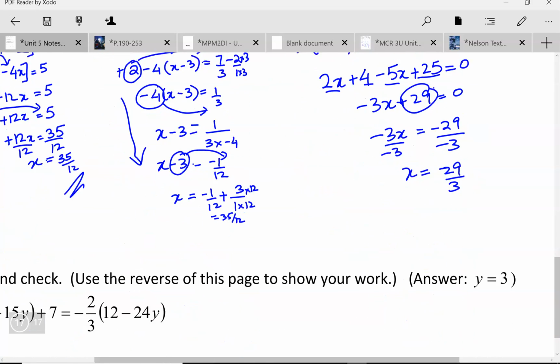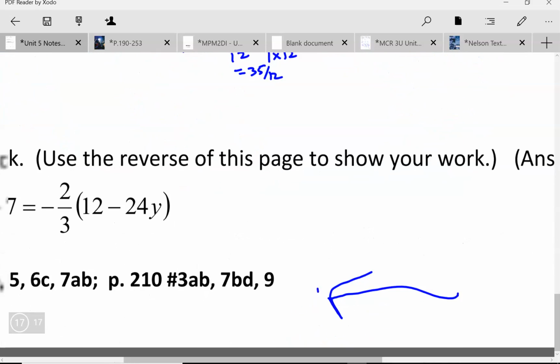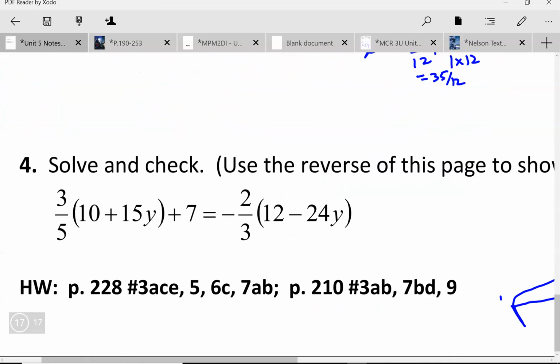Yeah, that's the same thing. Yeah, I don't really care for improper fractions. You can leave it like this.